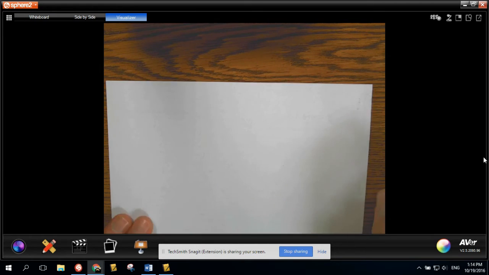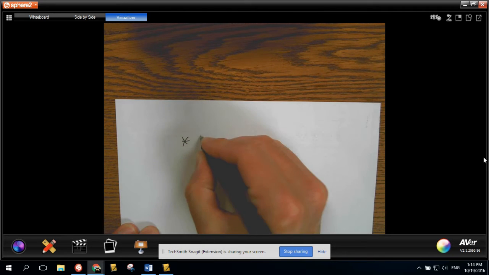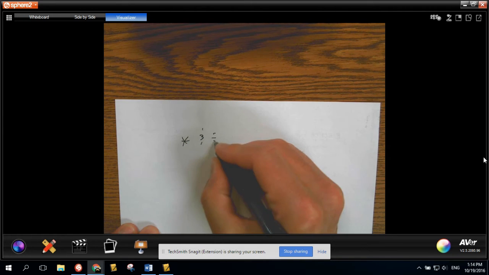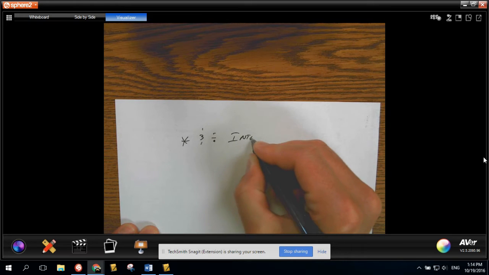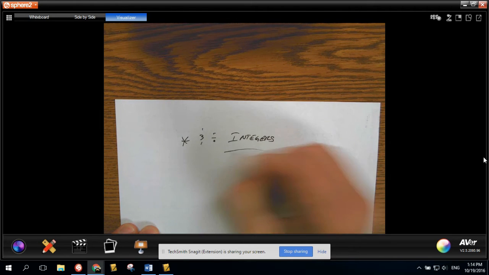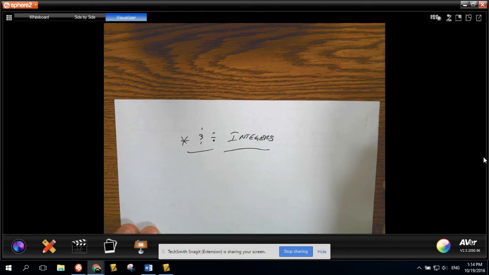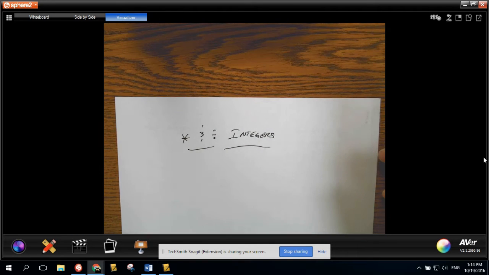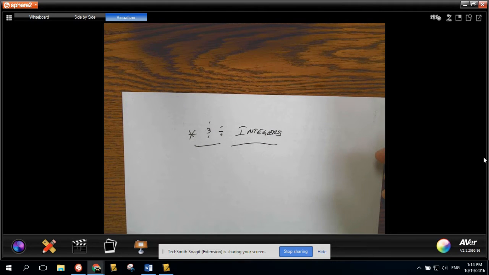All right, guys, we are going to get started with a little lesson on multiplying and dividing with positive and negative numbers. We also will just work with integers today, which is the whole number, positive and negative. And what we're going to get started with today is just reviewing how we determine the sign of our problems.